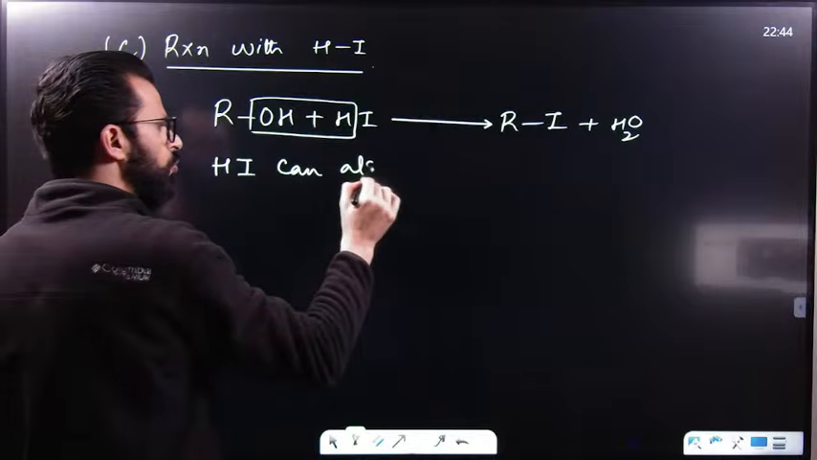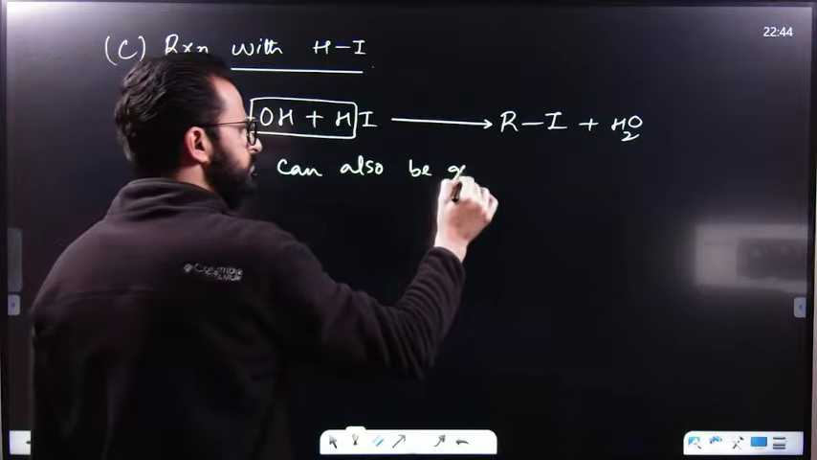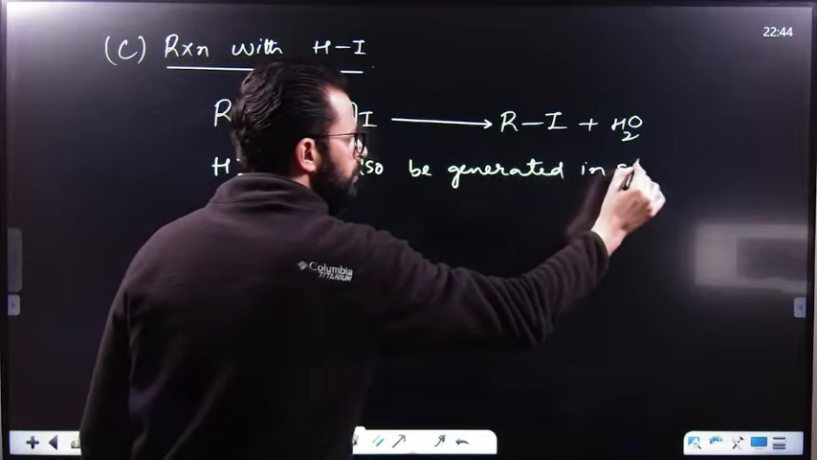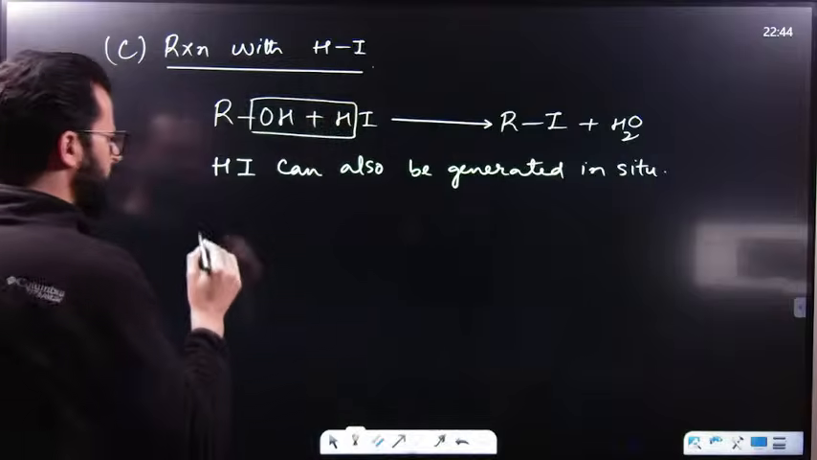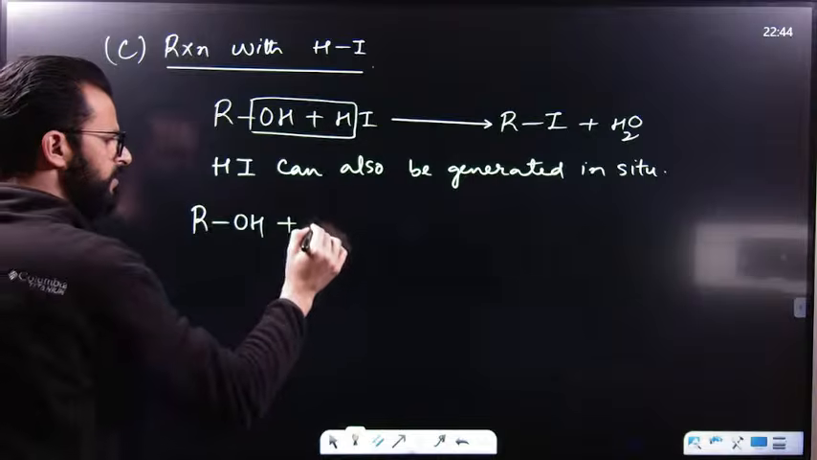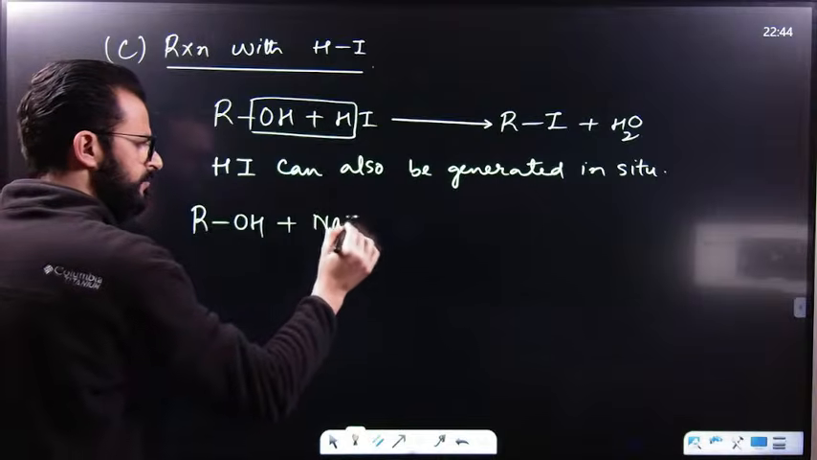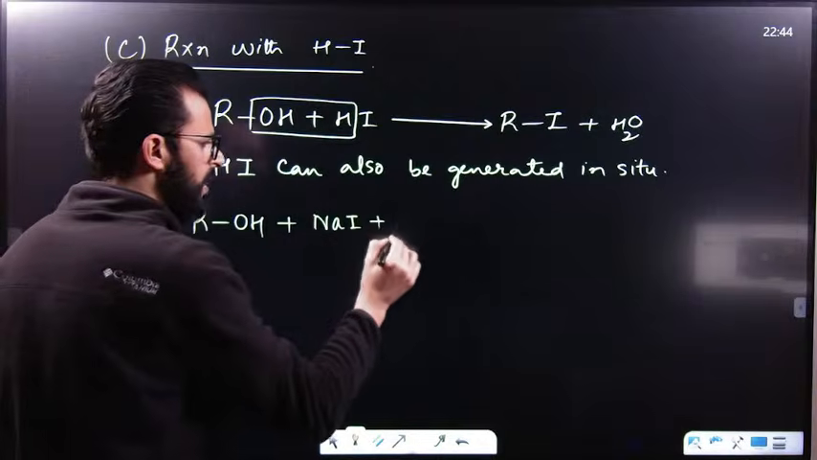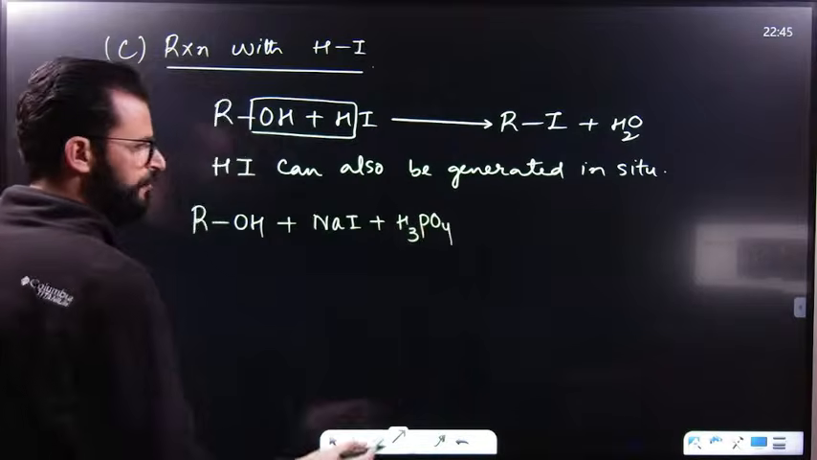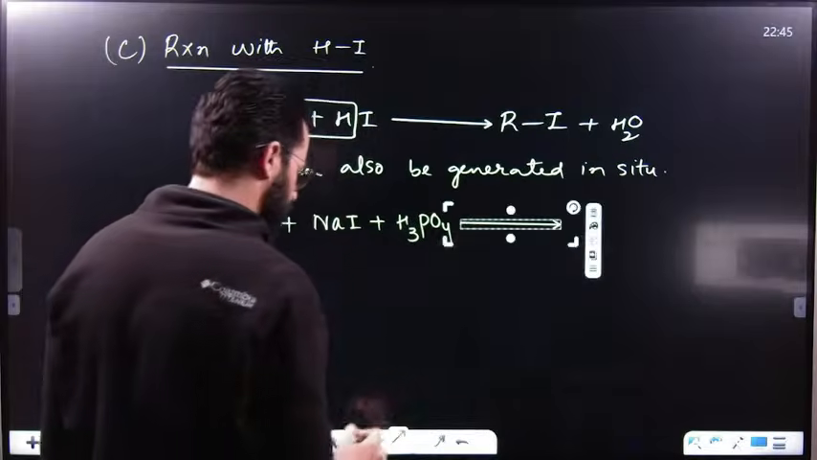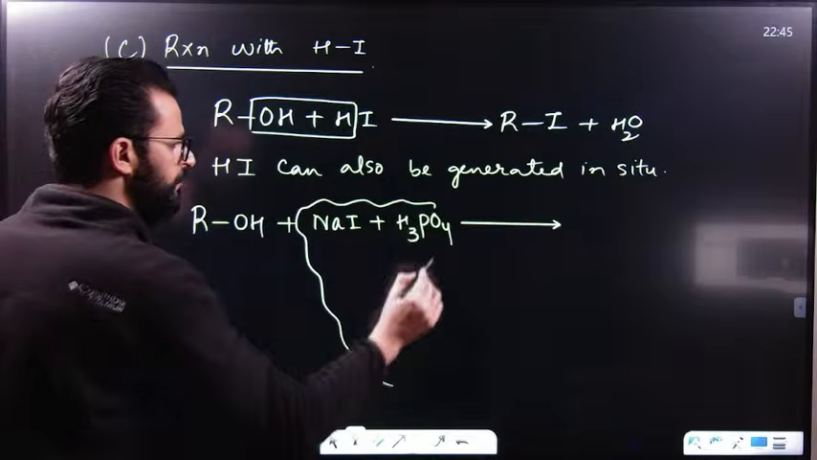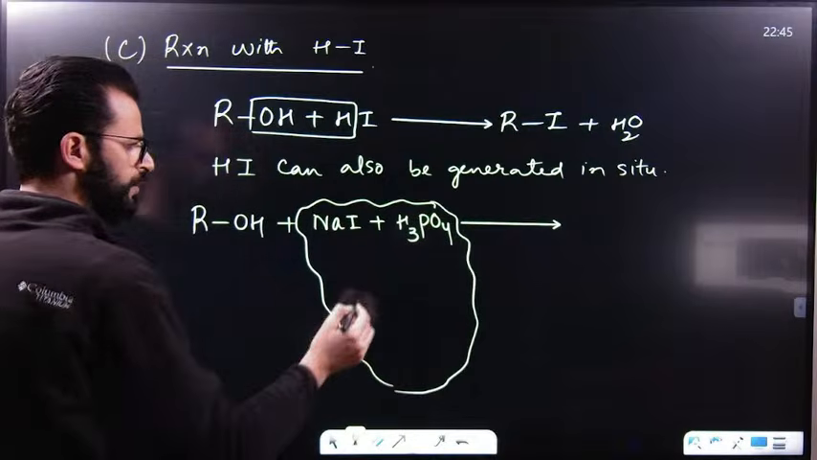HI can also be generated in situ, during the reaction. So what will happen? Have a look. We will not add HI directly, we will add NaI or KI, and we will use H3PO4, phosphoric acid, instead of H2SO4. We will not use H2SO4. Why? I will tell you the answer, but before that, just have a look at the reaction.